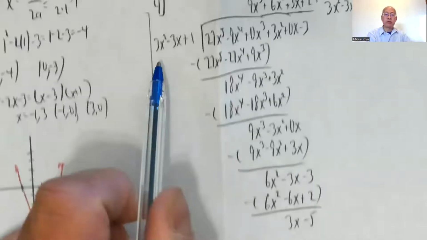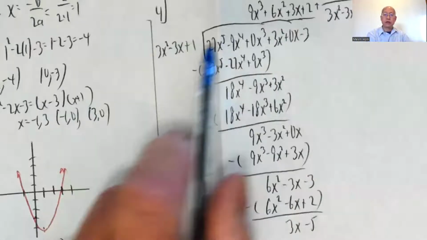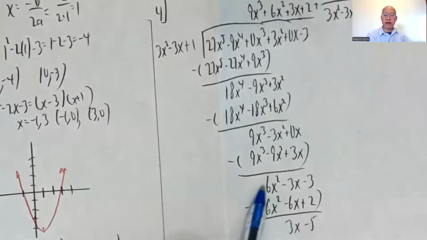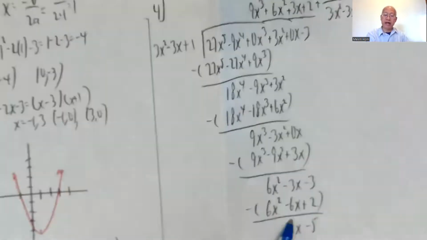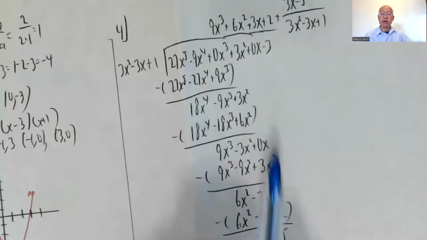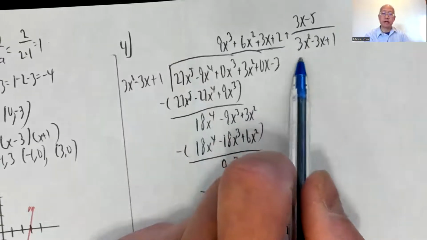Do it again. What do I multiply this by to get this? 2. Now 2 times this whole thing is 6x squared minus 6x plus 2. Subtract, that cancels out. Negative 3 minus a negative 6, negative 3 plus 6, 3x. Negative 3 minus 2 is negative 5, that's my remainder. So plus (3x minus 5) over the original divisor, 3x squared minus 3x plus 1.